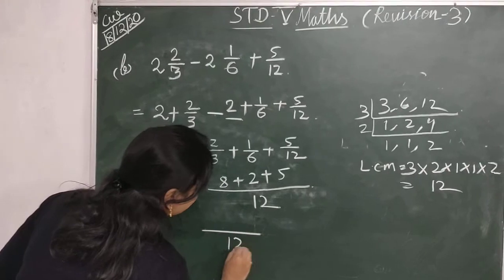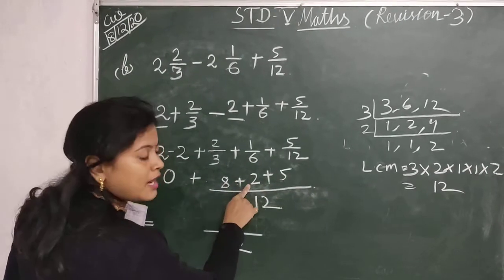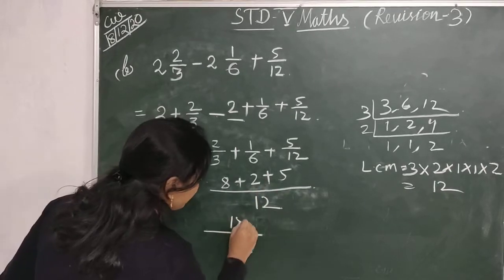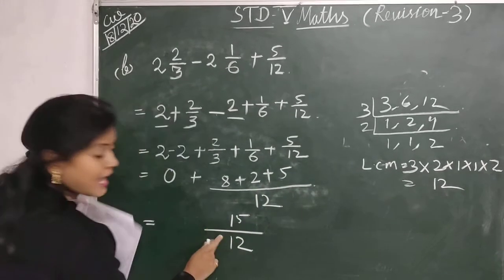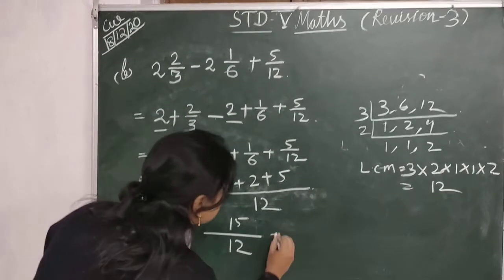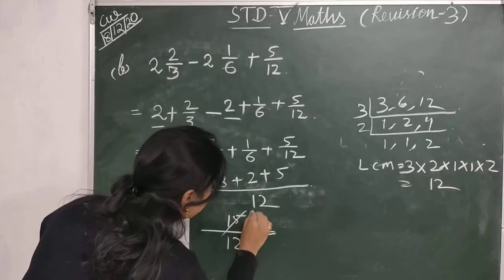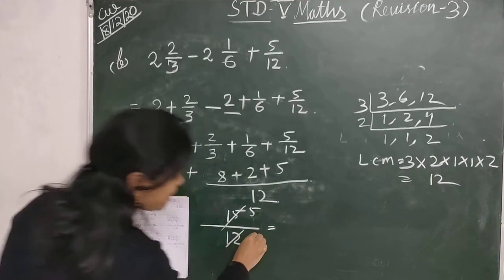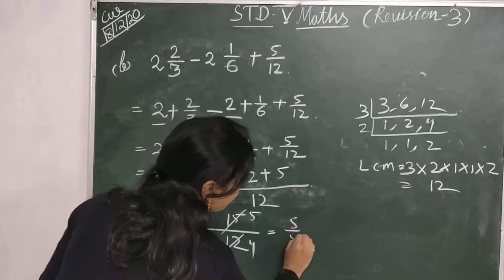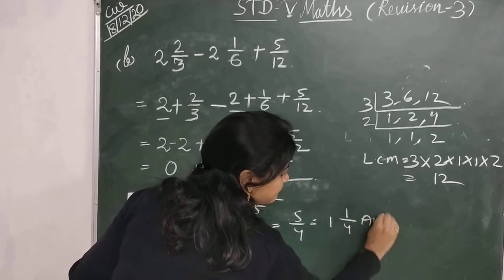Then here 12. 8 plus 2 plus 5. 8 plus 2, 10. 10 plus 5, 15. This is 15 by 12. Children, this is not a proper fraction. So I am going to simplify it. And it will be 3 fives are 15 and 3 fours are 12. Here 5 by 4 and it will be 1 and 1 by 4. Okay.